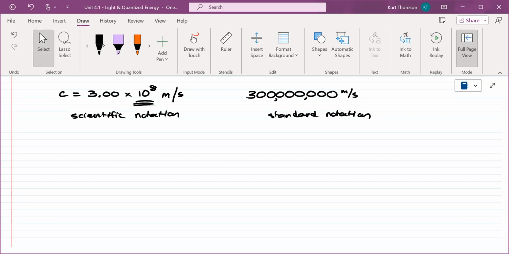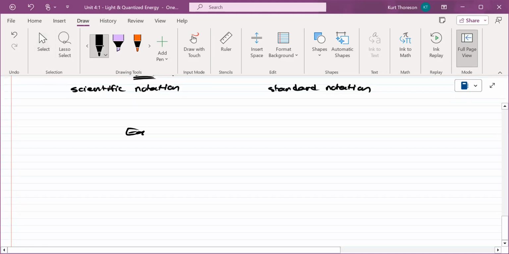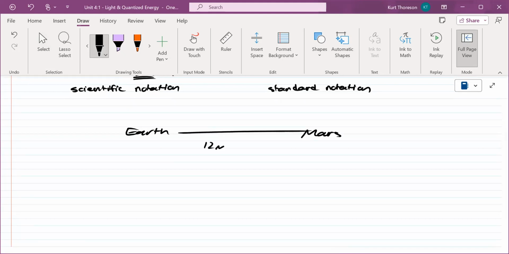So how many seconds does it take for light, or any form of radiation, to travel from Earth to Mars? How many seconds? Here's what I want you to do. If you didn't get what I did, I said 12 minutes and 42 seconds. That's how long it takes for light to go between Mars and Earth. So here's Earth. Here's Mars. The distance is 12 minutes, 42 seconds. I want you to put that entirely into seconds.